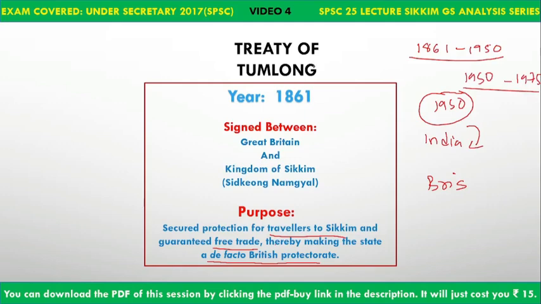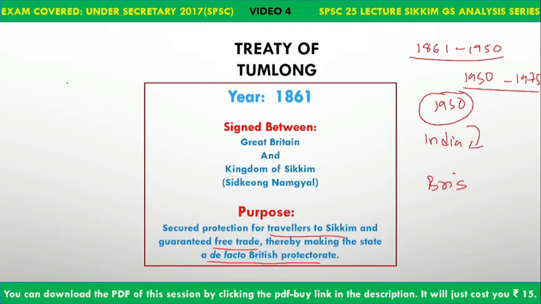So the Treaty of Tumlong, which was signed in 1861 between Great Britain and the Kingdom of Sikkim, which was represented by the then Chogyal of Sikkim. The purpose of this treaty was to secure the protection for the travelers to Sikkim, that is the British travelers to Sikkim, and also guarantee free trade, that is no tax would be imposed on anyone who would trade in Sikkim belonging to Great Britain, thereby making the state a de facto British protectorate.